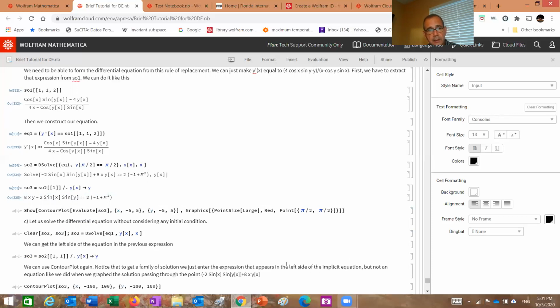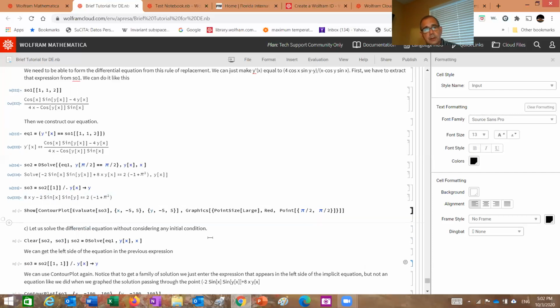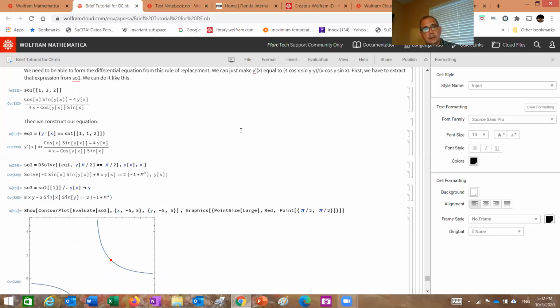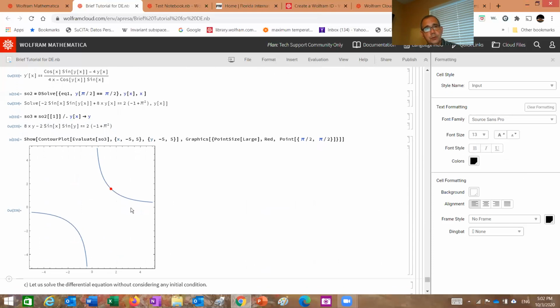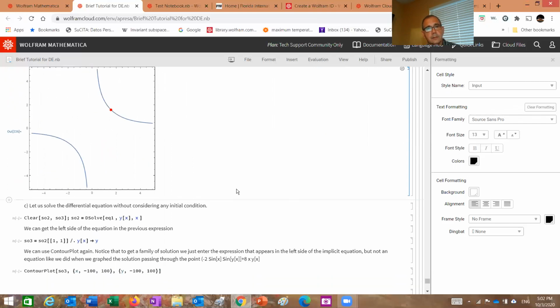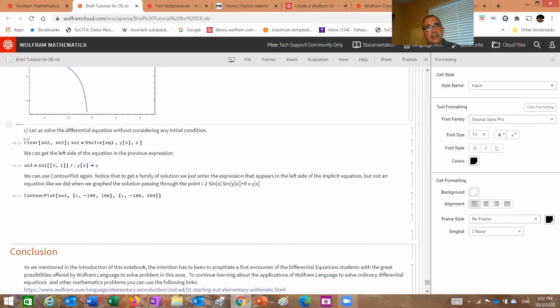And then you press Shift plus Enter, and you see the solution is formed by this curve over here, this curve over here, and this is going to be the point. And now we can also solve this differential equation without considering any initial condition.